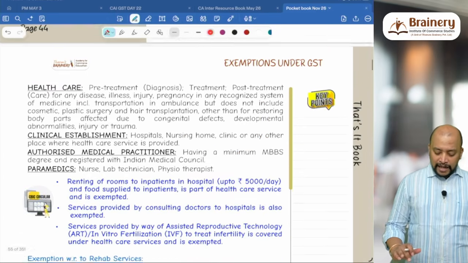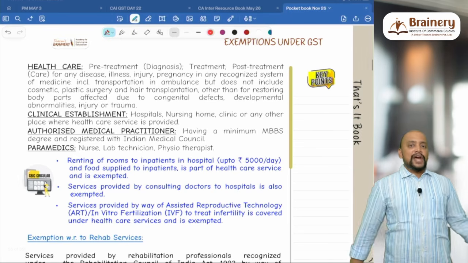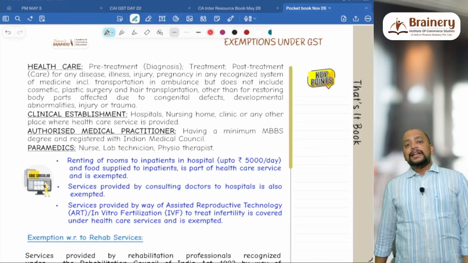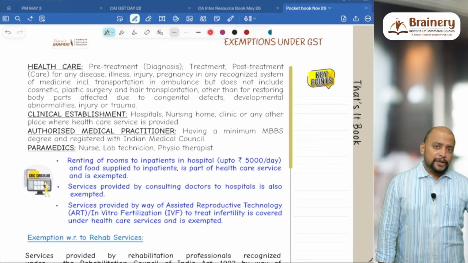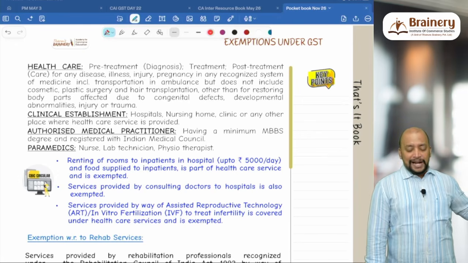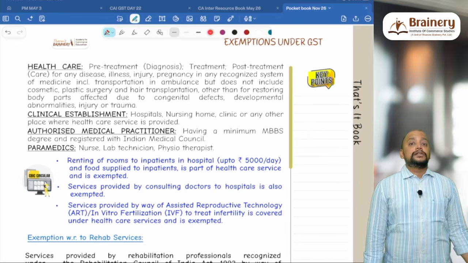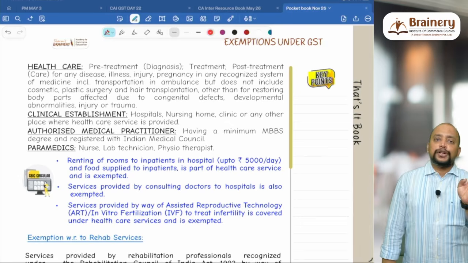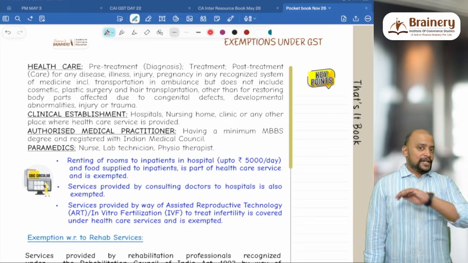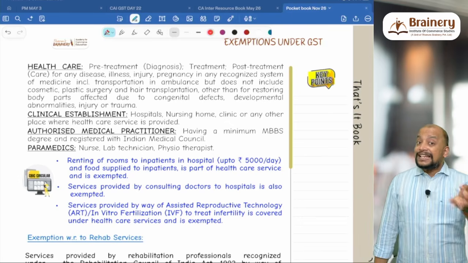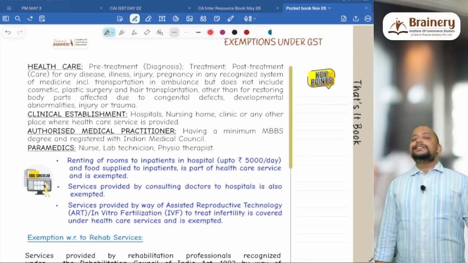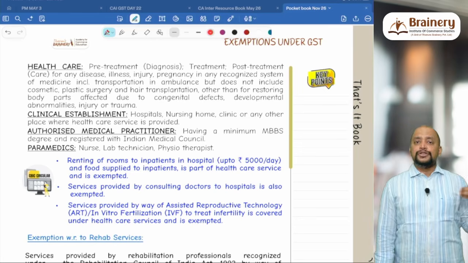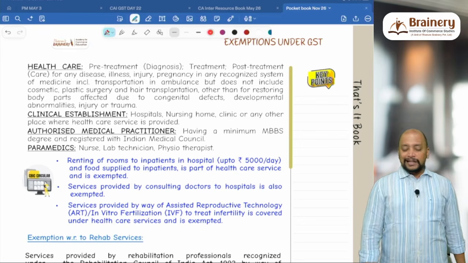Next, healthcare means diagnosis, treatment, and care in any system of medicine, and that can be for any illness, deformity, abnormality or disease, pregnancy, etc. But it does not include 3: hair transplantation, cosmetic surgery and plastic surgery will not come under healthcare services. But if these 3 are carried out to restore the anatomy of body parts affected due to congenital defects, developmental abnormalities, injury or trauma, then it will come under healthcare services.